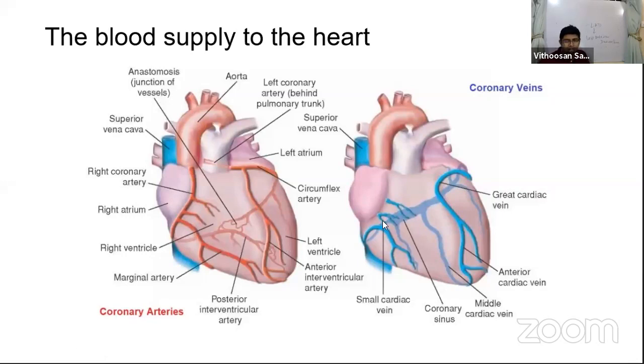But the clinical point is that these anastomoses are useless. What do I mean by useless? If you have a block in one artery, say somewhere a block here, a block here, a block here, the area supplied by that artery will undergo infarction. It is going to die, right?